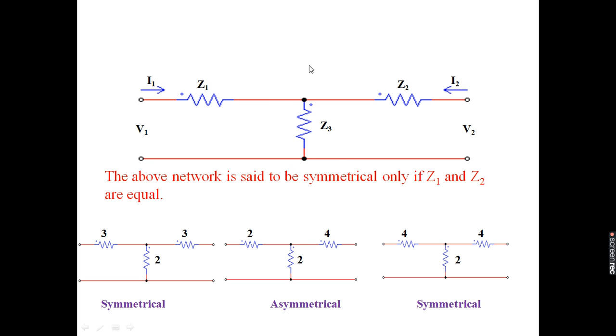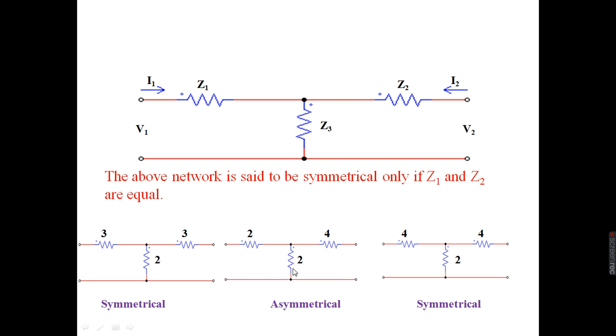So for example, if I cut this network into two half sections, and if the value of impedance on either half is equal, then we can say it is a symmetrical network. For example, we can take this circuit or this network. You can see here, if I make a cut over here, and if I could find that this and this value are equal, then it is symmetrical. So you can see here it is 3, and here also it is 3, then this one is symmetrical.